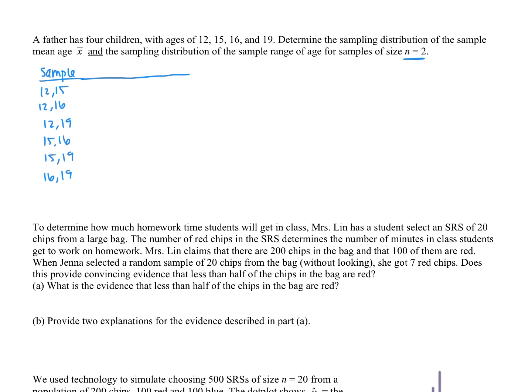So the sampling distribution is going to show the distribution, all the possible values of a statistic and how likely they are to occur. If we look at X bar first, what I'm going to do for each of these samples is calculate the sample mean X bar. And those values are 13.5, 14, 15.5, 15.5, 17, and 17.5.